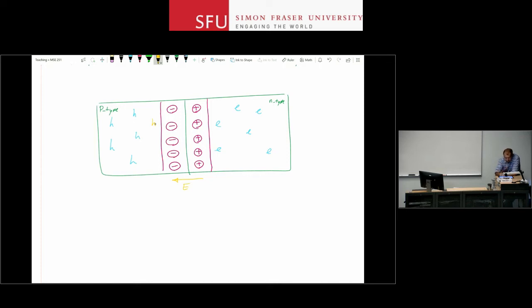The hole, if it wants to go over this region and reach the N side, has to overcome this barrier. It has to have enough energy to jump over this region. Notice this region is depleted of charge carriers. All the electrons that I had here have already diffused into the P side, and they left behind their dopant ions, and same thing with the holes. This region is depleted of charge carriers. I call it the depletion region.